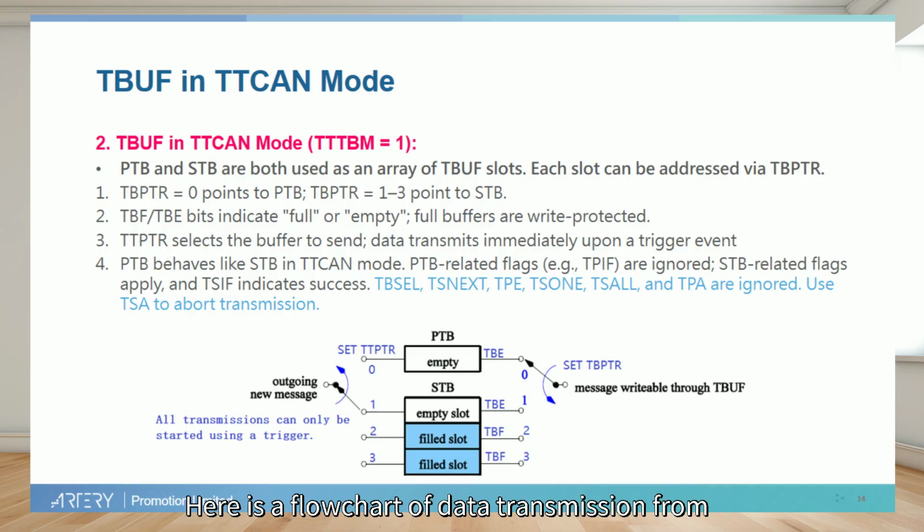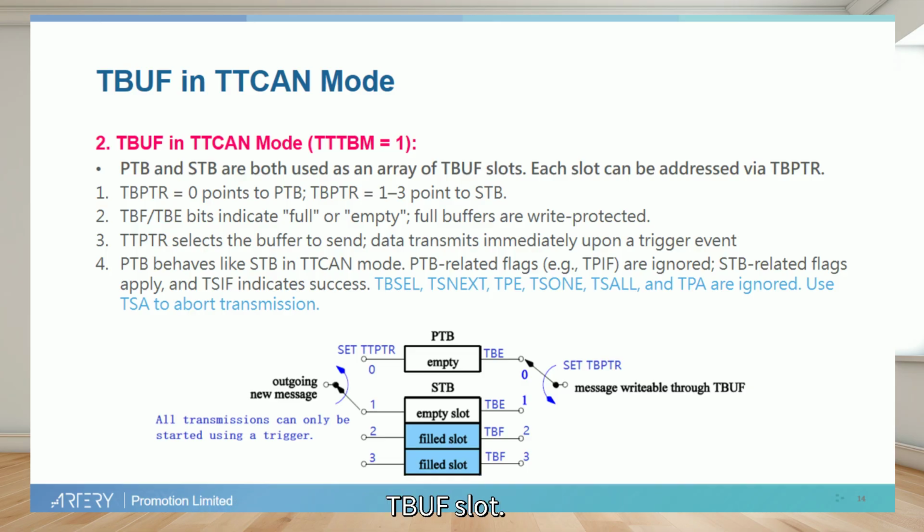Here is a flowchart of data transmission from TBUF slot. First, use TBPTR to point to a slot in the transmit buffer. If TBPTR is 0, it points to PTB. If TBPTR is greater than 0, that is, from 1 to 3, it points to a slot in STB. Next, use TBF and TBE bits to mark a slot as either full or empty. A slot marked as full is write protected and can be sent. Finally, use the trigger pointer TTPTR to select a message slot to send.